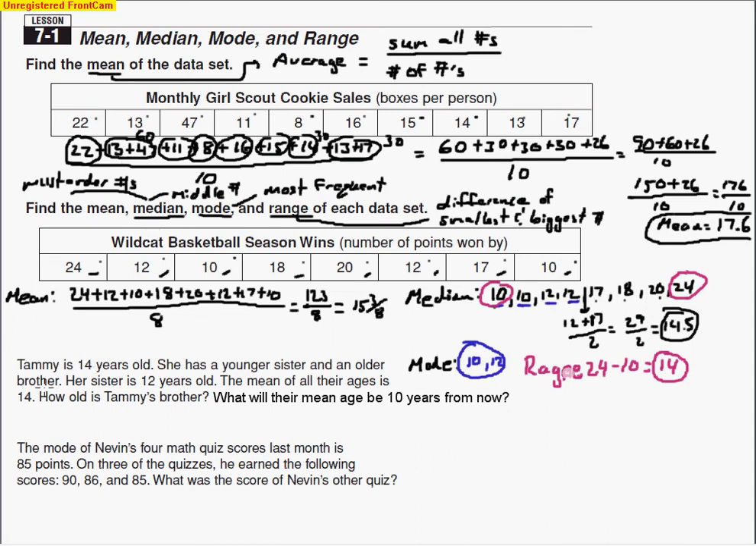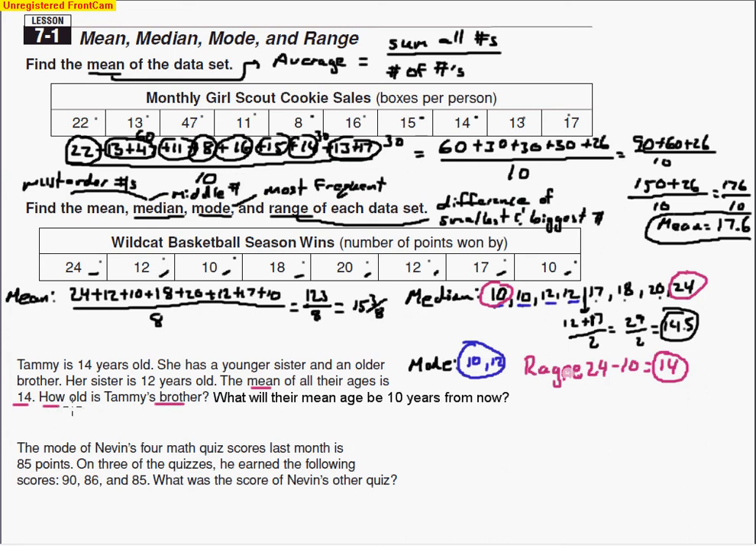We got a couple word problems. Here's an example of what you might end up seeing. It says Tammy is 14 years old. She has a younger sister and an older brother, and her sister's 12. It says the mean of all their ages is 14, so that represents the mean. Well, it says, how old is Tammy's brother? That's the question. So we don't know that.